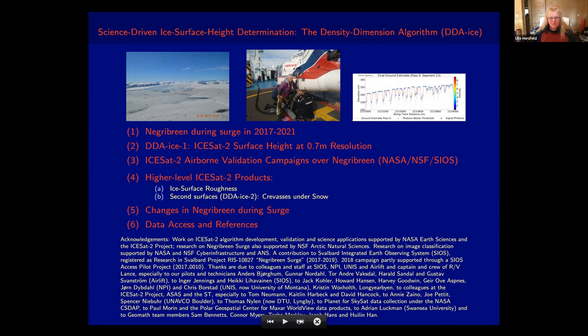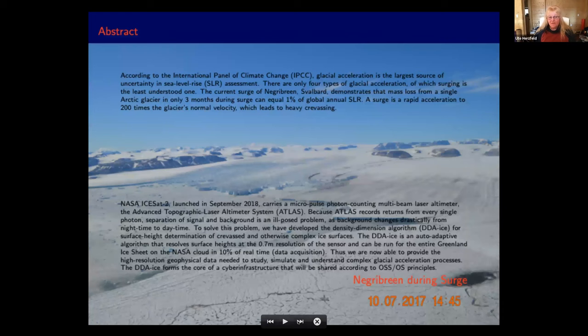Here's a slide. So this is just sort of an abstract, kind of boring. What's interesting is the surge of Negribreen actually shows that mass loss from a single Arctic glacier can equal 1% of global annual sea level rise. So that's actually quite a bit.